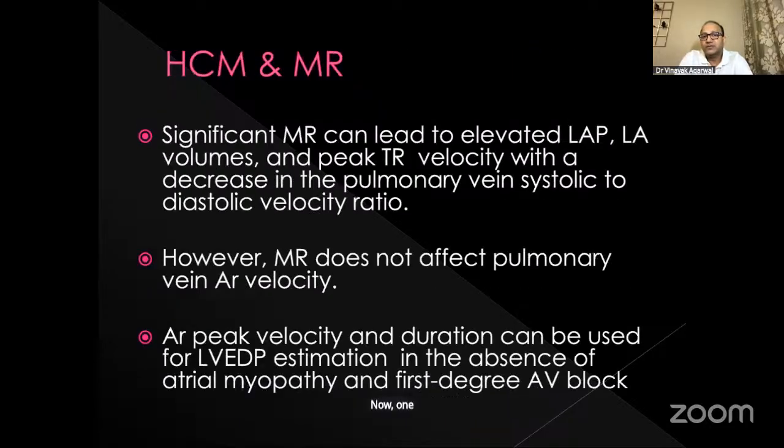One of the things we see most commonly with HCM, especially the obstructive variety, is significant mitral regurgitation, which itself can lead to elevated LA pressures, LA volumes, and peak TR velocity, with a decrease in the pulmonary vein systolic to diastolic velocity ratio. So it can confound the diastolic function. However, MR does not affect the pulmonary vein AR velocity, the atrial reversal velocity. AR peak velocity and duration can be used for LV end-diastolic pressure estimation in these patients of HCM in the absence of first degree AV block and atrial cardiomyopathies.